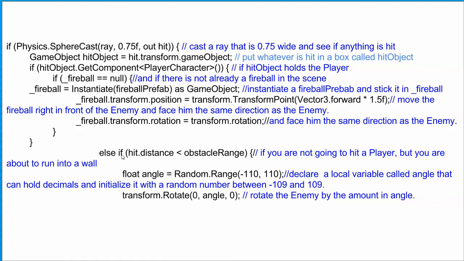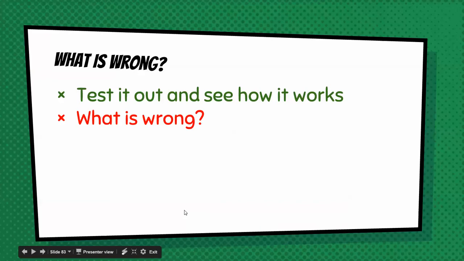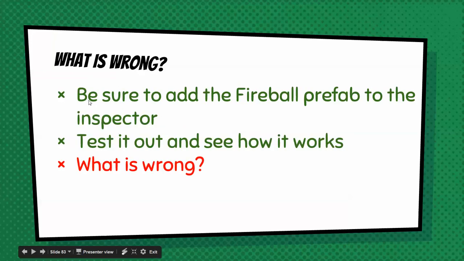Otherwise, if you didn't hit a player, but you hit something, that means you're about to run into a wall. So then what do we do? If your ray is cast into a player, shoot the fireball. Otherwise, you've got to turn. That's what that's doing. All right, testing out and see how it works. But answer that question in your notes. What is wrong? Be sure to add the fireball prefab to the inspector.